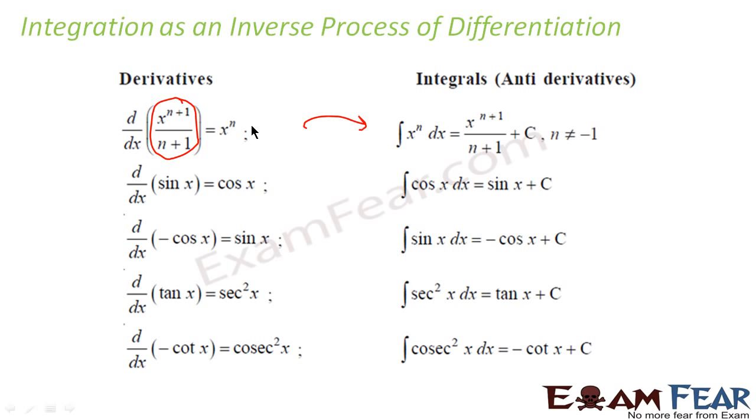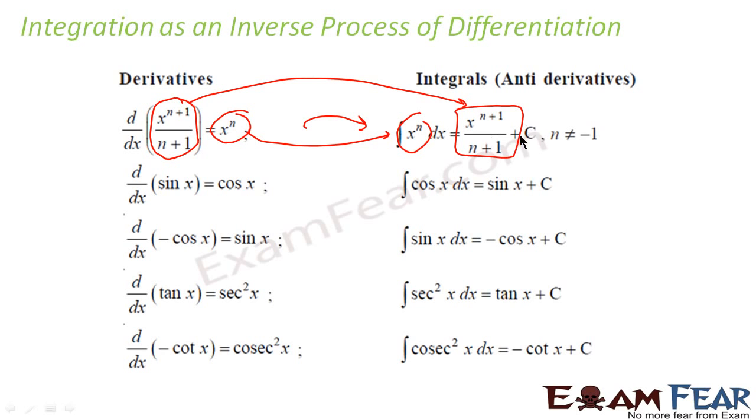In the reverse way, if you integrate this, you get the same value plus constant. This constant we explained why we get, because if you differentiate this plus any constant, you get this same thing. So integration is nothing but the inverse of differentiation. You differentiate x to the power n plus 1 by n plus 1, you get x to the power n. Similarly, when you integrate x to the power n dx, you get x to the power n plus 1 by n plus 1.